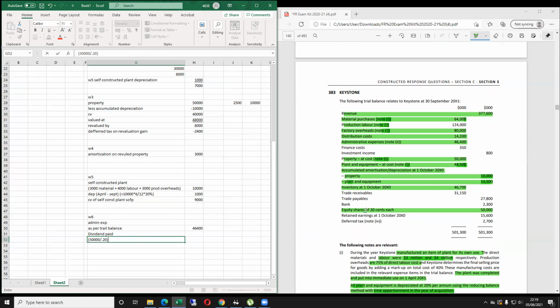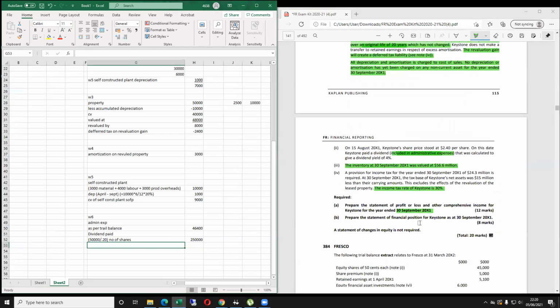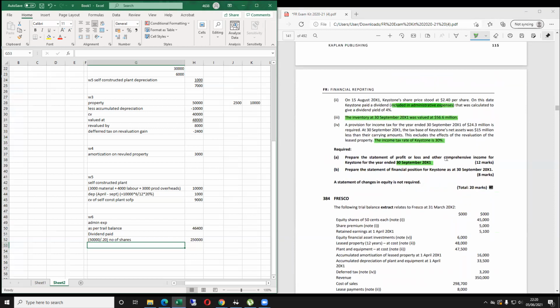So how much will it be, like the number of shares? We can calculate the number of shares here: 50,000 divided by 20. That's a lot of shares. And he's saying each share is priced at 2.4. So the share price multiplied by 2.4 is our share price, and we paid a 4% dividend yield. It means we paid 4% on total shares. It means 24,000 we paid.